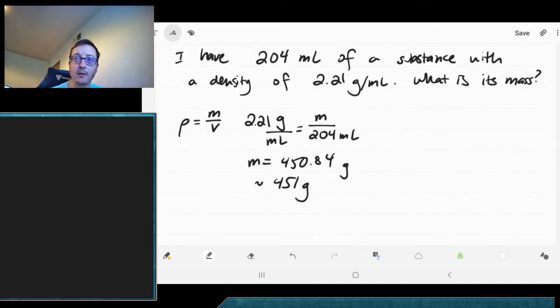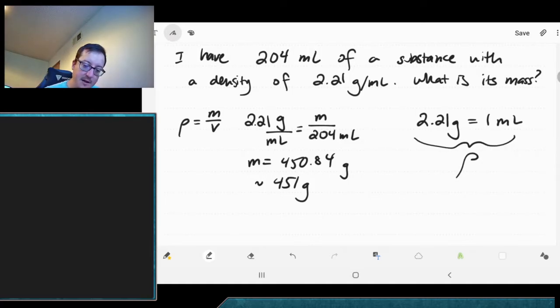All right, alternatively, we can say, aha, I have this idea of density, which tells me 2.21 grams equals 1 mL. By the way, the density is going to be different for each substance, so it's not a fixed conversion factor. And in fact, it does vary with temperature, but by and large, for stuff that I give you, it's going to be just, here's a number, use it. So that's what this means.